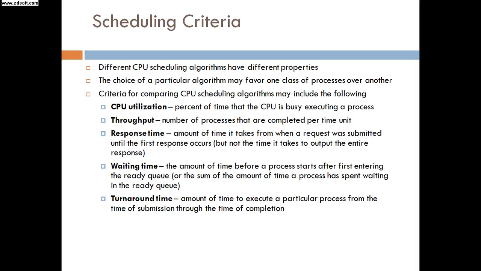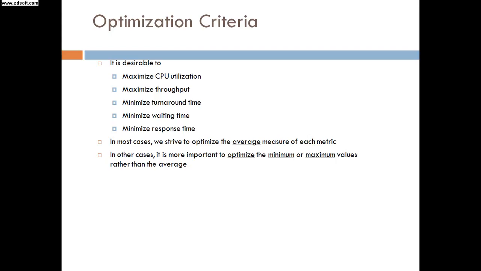And the last criterion is turnaround time. That is, the amount of time to execute a particular process from the time of submission through the time of completion. So these are the various scheduling criteria for comparing the different CPU scheduling algorithms. Based on these criteria, we can select which algorithm is best for a given scenario.